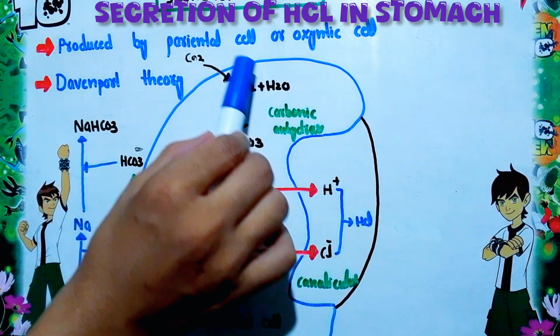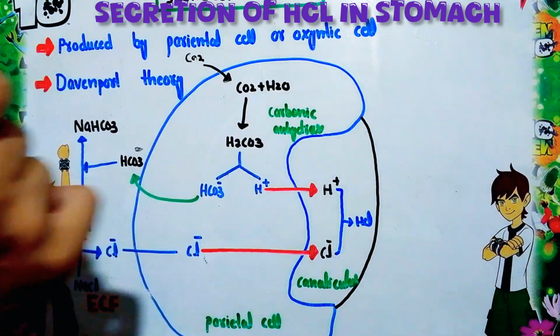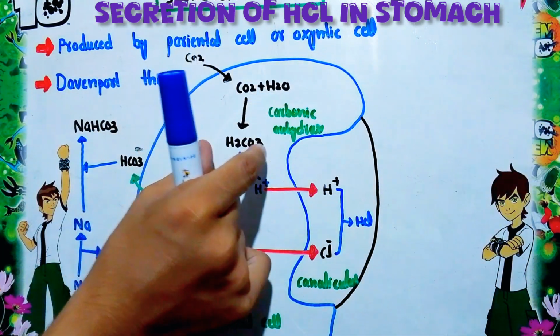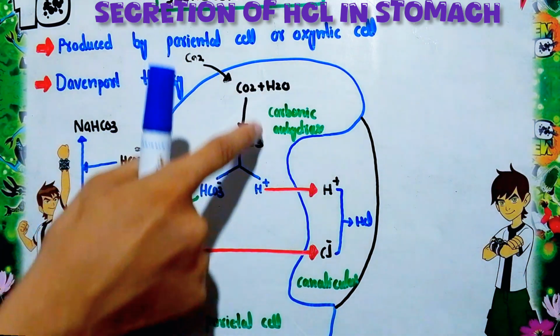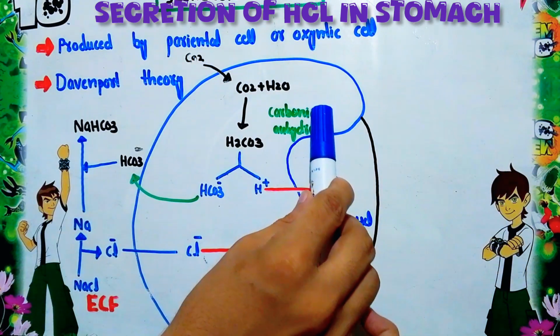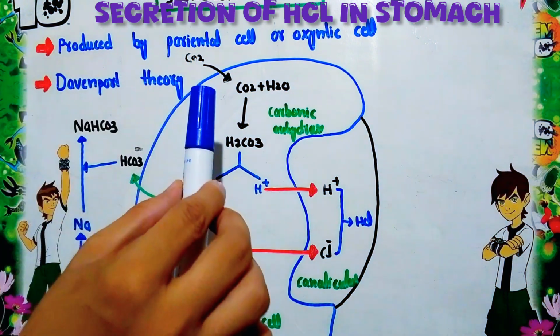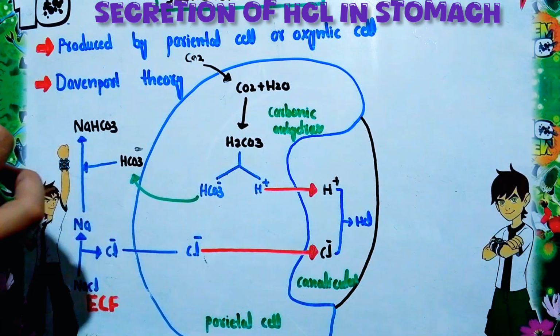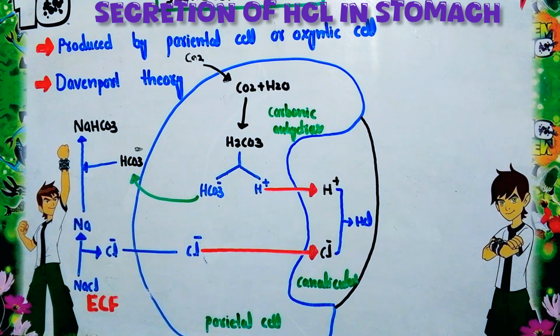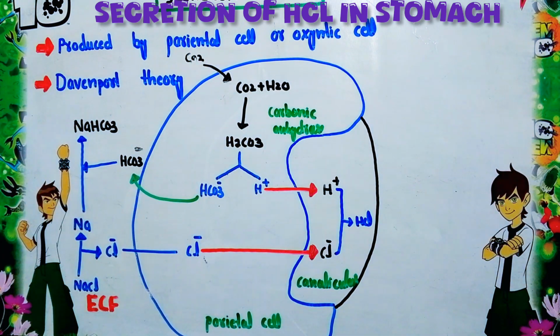will combine with the water molecule present in the parietal cell, and finally form carbonic acid. This reaction is catalyzed by the carbonic anhydrase enzyme, which is actually the fastest enzyme found in our body. When carbonic acid is formed, it is a highly unstable compound, so it immediately splits into two products: the first is hydrogen ion, and the second is bicarbonate ion.